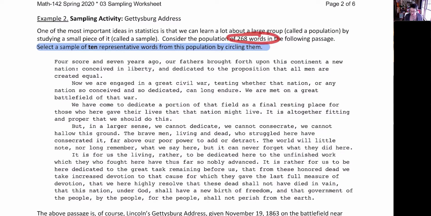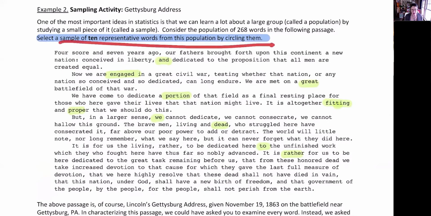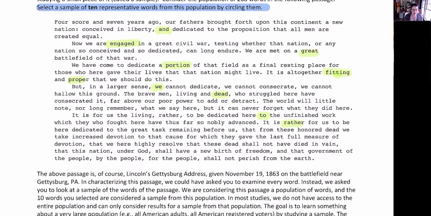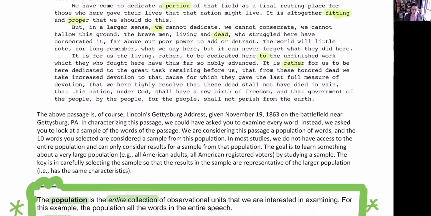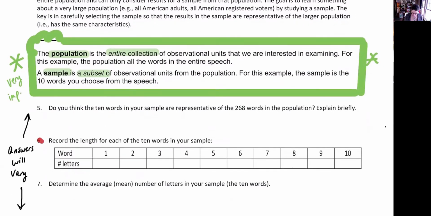There are 268 words. Select 10 of them. And make sure to circle them or highlight them or something, because we're going to count the number of letters next. Once you pick those 10 words, however you want to, it's your choice, just pick 10 of the words, circle them or highlight them. And then what we're going to do is record the length of those words.